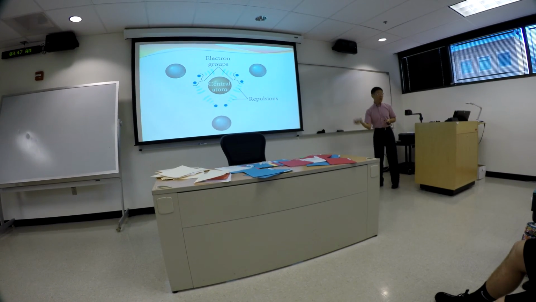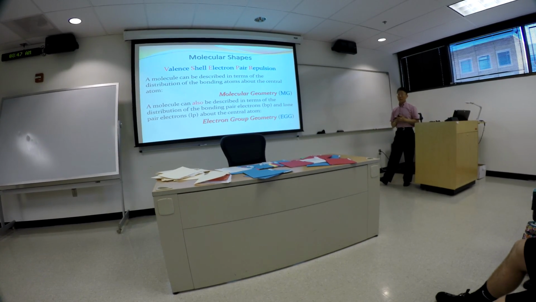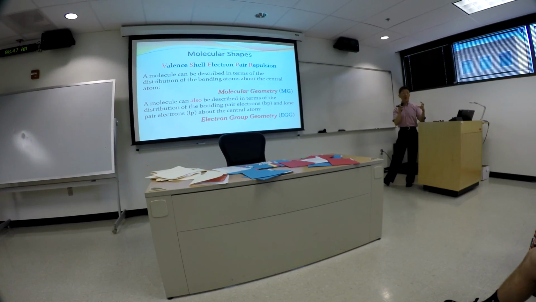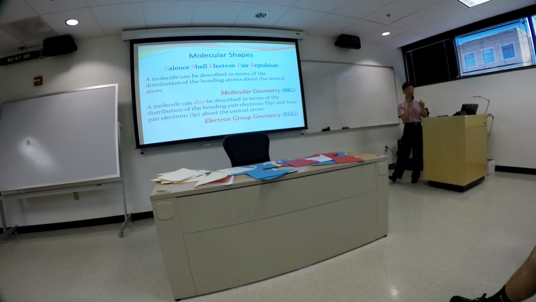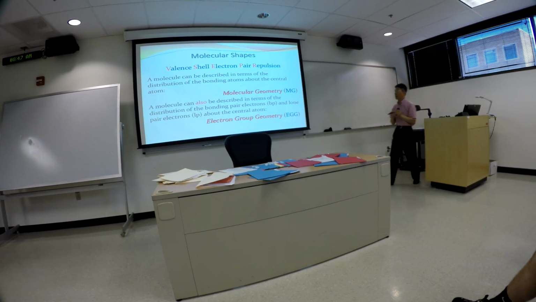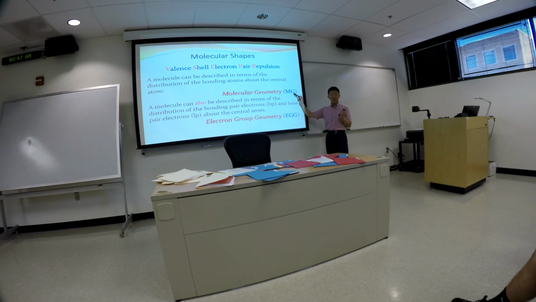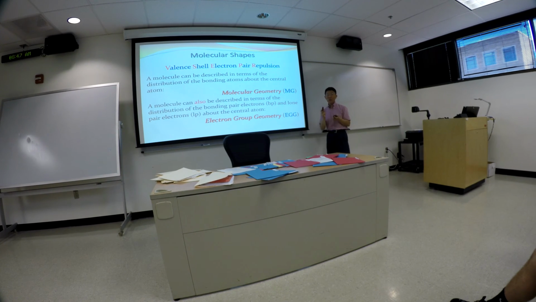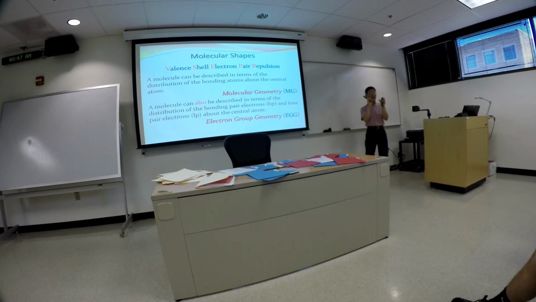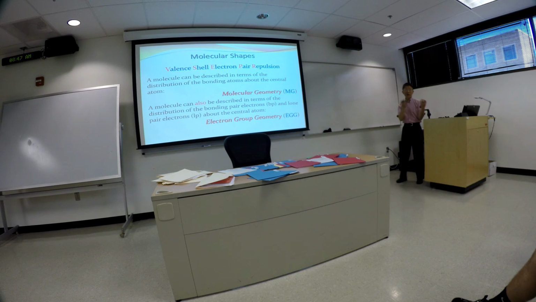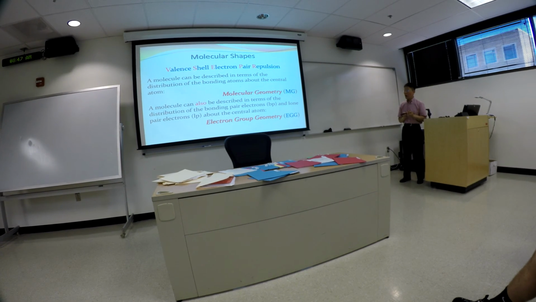Okay, so when you talk about the geometry of the molecule, sometimes we're looking at the actual atoms connected with one another. That's what we call the molecular geometry, MG. And sometimes we are only focusing on the number of valence electrons there. We call it electron group geometry, EGG, or sometimes you see the term EPG, or electron pair geometry. So when you're talking about geometry, you have different focus and different perspectives.